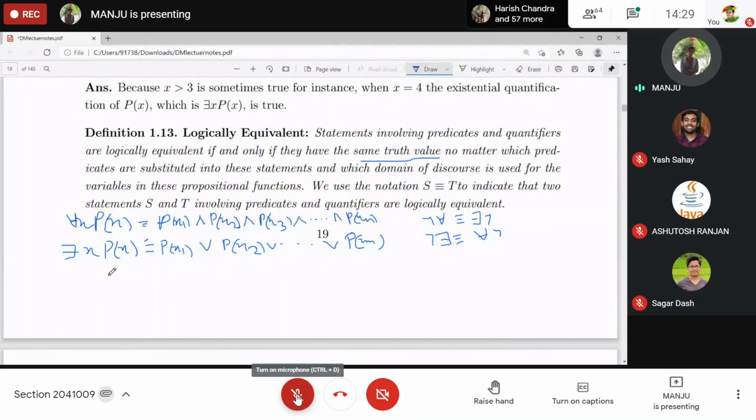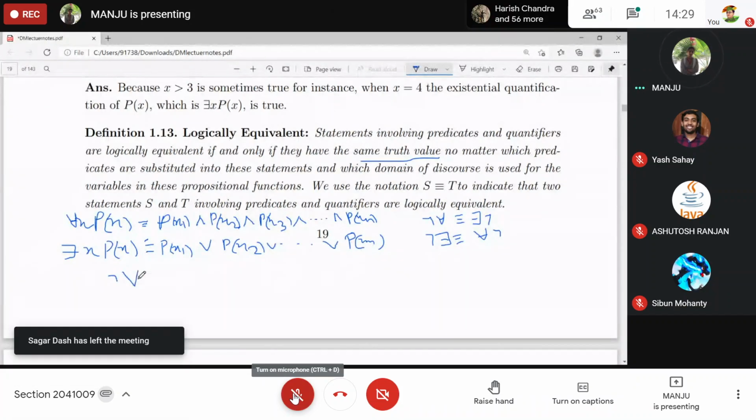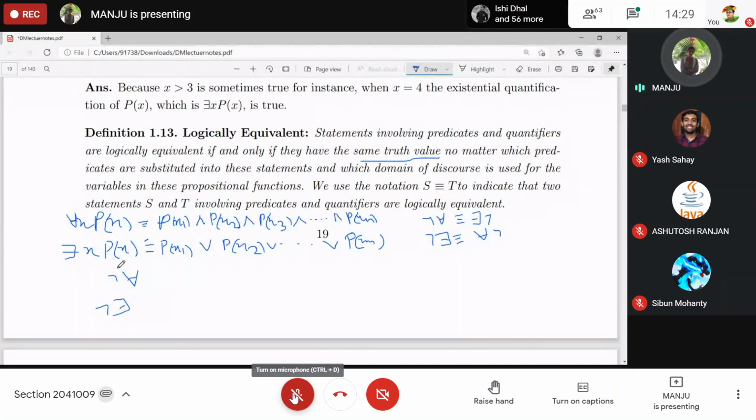And for the translation part also, I gave you some keywords. Whenever you find negation of for all, you can use not everyone, not all, not everybody. The keyword is not everyone, not everybody, not every student. This is for negation of for all. And negation of there exists can be used for no one, nobody, no student, right? The keyword is no one.